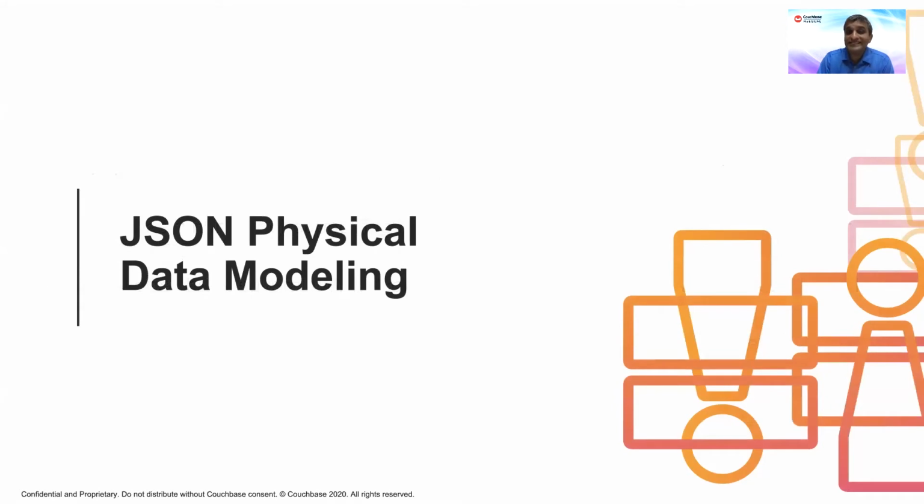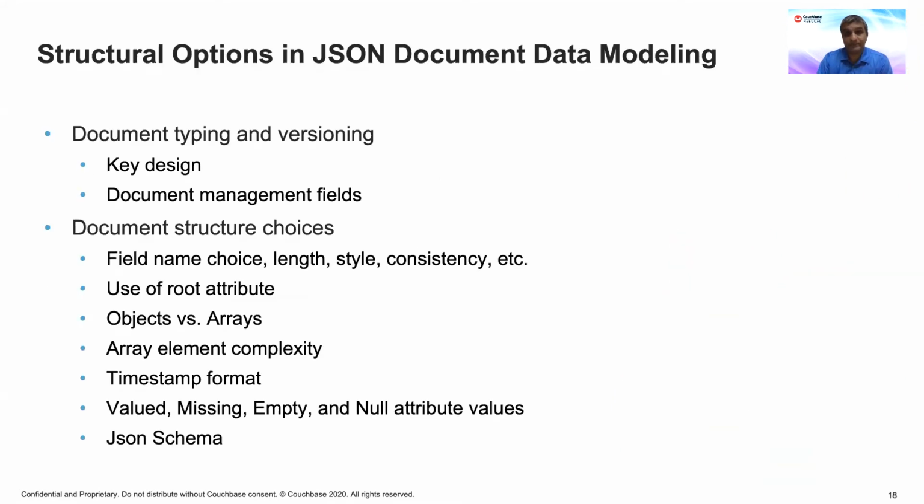So when we talk about JSON physical modeling, remember, it's all about choices that we have. It's all about choices. So when you talk about Couchbase itself, every document in Couchbase is divided into two parts. You have the metadata and you have the data. Which means you have a chance of modeling for the metadata, and you have a chance of modeling the data attribute itself, right? So when you're talking about metadata, you have different things like data typing and versioning.